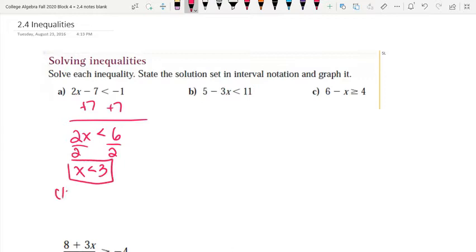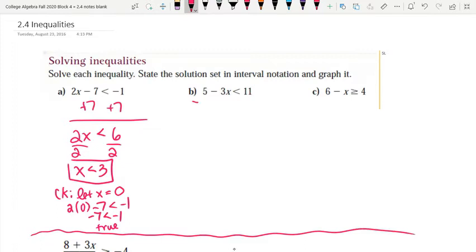I recommend you check these, and how you check these. So let's say let x equal a number less than 3, so 0. See if it checks in the original inequality. So is 2 times 0 minus 7 less than negative 1? So this ends up being negative 7 less than negative 1. That is true. Good to go.